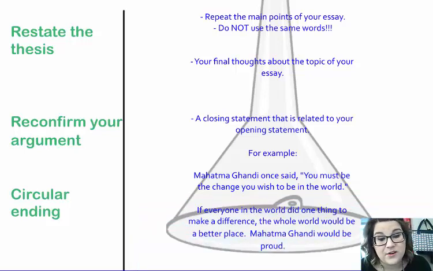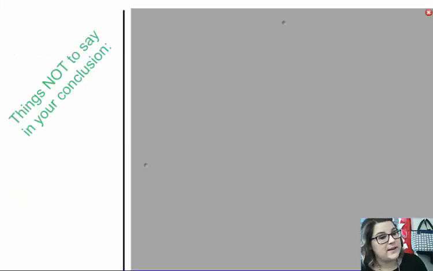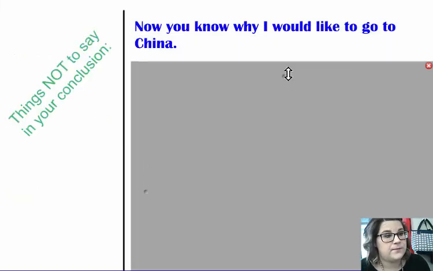And then they go into a circular ending. If everyone in the world did one thing to make a difference, the world would be a better place. Mahatma Gandhi would be proud. So they've gone back, they've restated Gandhi's quotation, and they've also gone in, they've zoomed back out in order to apply it to the world in general.